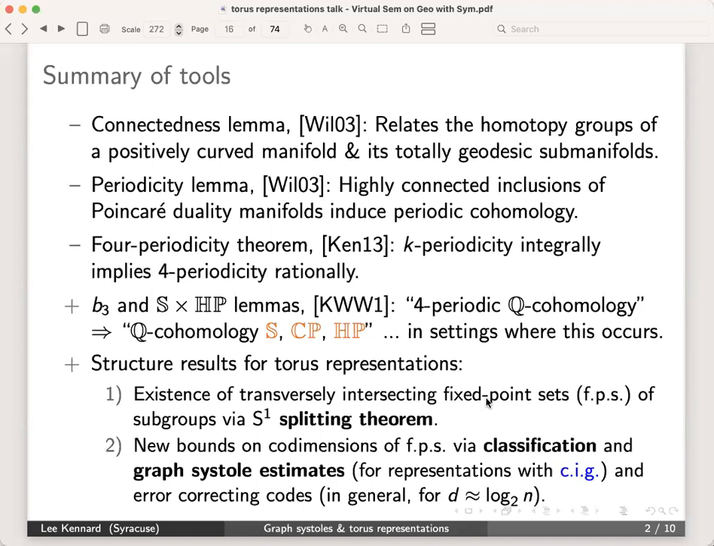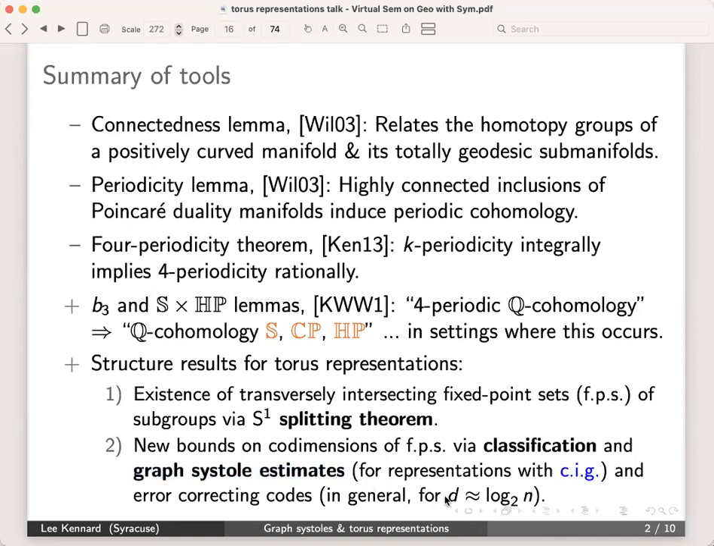So this involves a few different things. With this blue condition, this means connected isotropy groups. This involves a classification of those representations, which I'll discuss later. And using that classification, the problem on codimensions of fixed point sets turns into a problem about graph systoles. So these are like lengths of shortest cycles in graphs. And fortunately or unfortunately, we couldn't find the estimates we needed, so we did a little graph theory to prove some new results there. And that tells us about fixed point sets of torus actions.